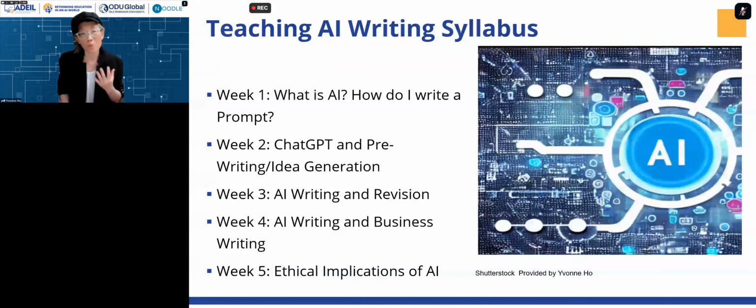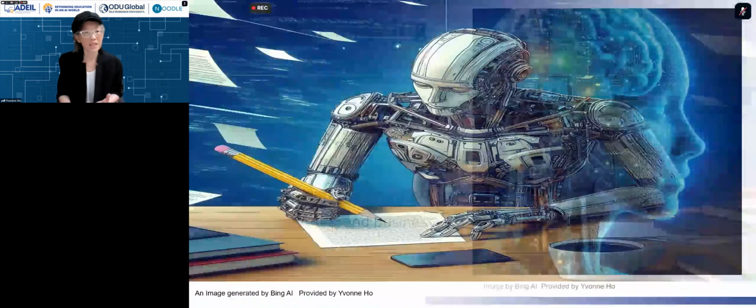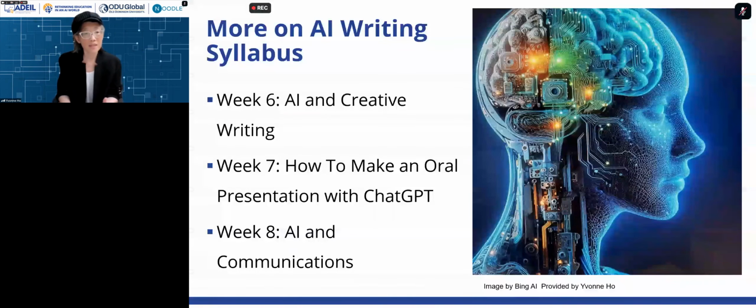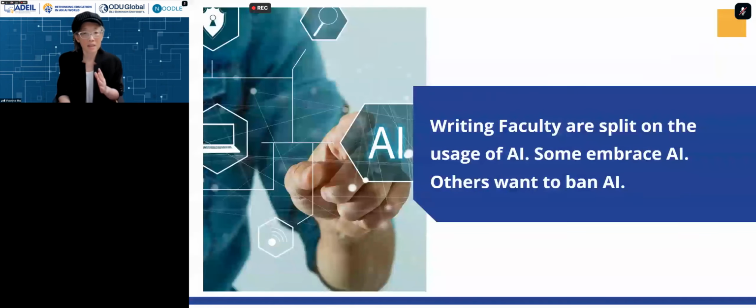Week 1, you would write about what is AI and how do I write a prompt. Second week, how you could use ChatGPT for pre-writing, then how you could use ChatGPT for rewriting. Then you would introduce ChatGPT and business writing, then the ethical usage of ChatGPT, then ChatGPT and creative writing, then how to make an oral presentation with ChatGPT. And then week 8 would be ChatGPT and communications. That is how ChatGPT can be used for podcasts, videos, and all other kinds, movie scripts. So that's what I mean by AI and communications.